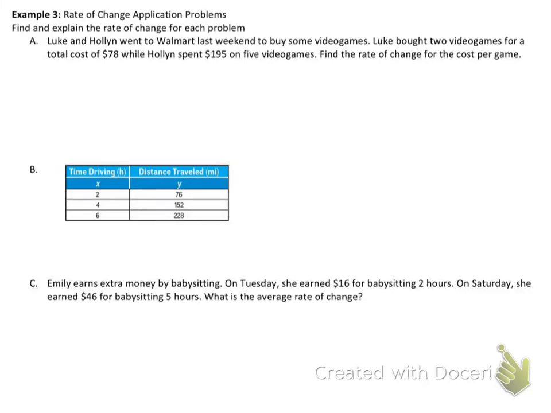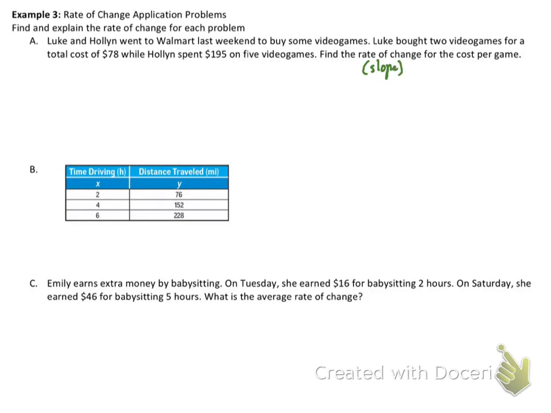Okay, everybody, so to wrap up this trio of videos on slope, we're going to look at some application problems. Luke and Holland went to Walmart last weekend to buy some video games. Luke bought 2 video games for a total cost of $78, while Holland spent $195 on 5 video games. So find the rate of change. Remember, rate of change is just another word for slope for the cost per game.